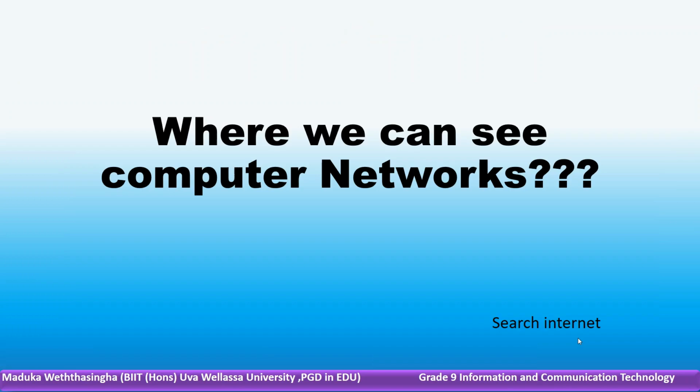So I told you, when I share something from my computer to mobile phone or mobile phone to computer through Wi-Fi or Bluetooth, that's also called computer network. So in each and everywhere we can see computer network. In home, in schools, banks, hospitals, government offices, then private companies, each and everywhere we can see computer network.